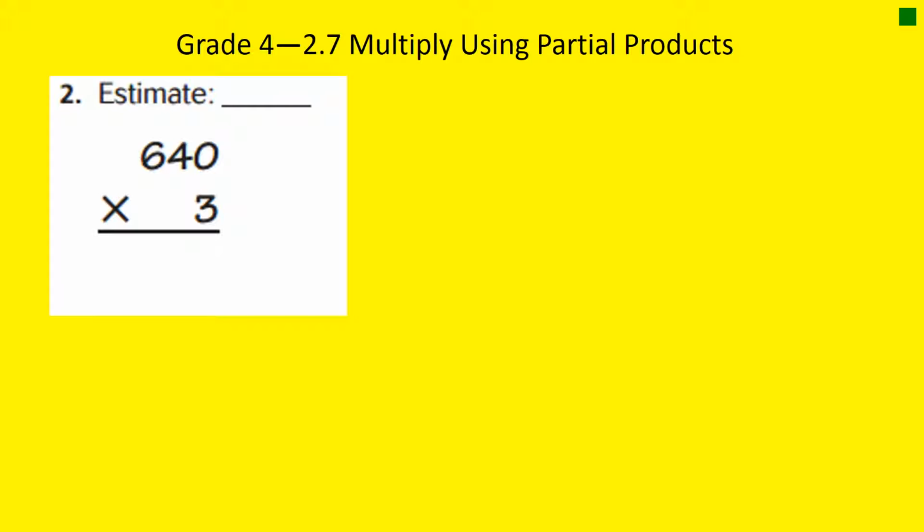We are on chapter 2, lesson 7, multiply using partial products. And it's kind of the same as what you've been doing. So it's awesome actually. Okay?